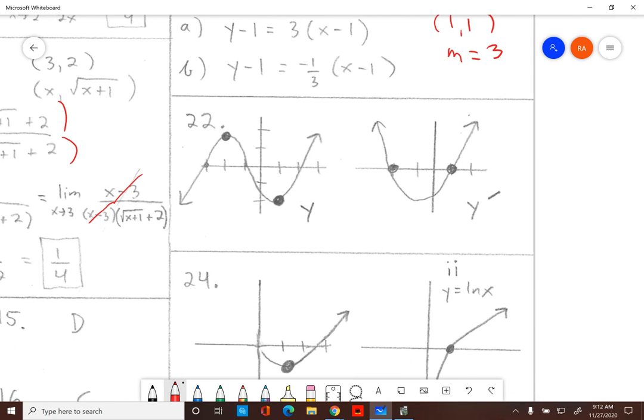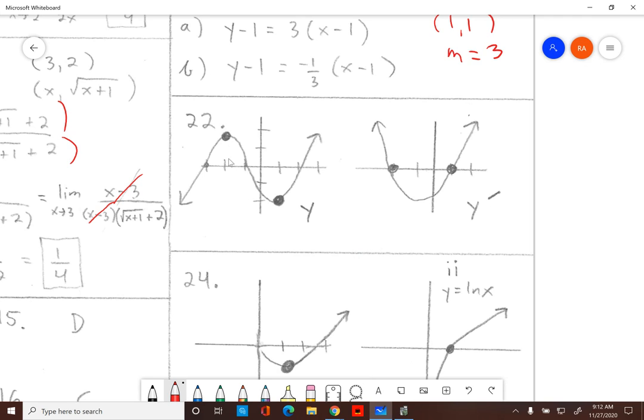Okay, so for 22, you're given a graph that looks something like this. And it says, make a sketch of what the derivative is going to look like. So if this is the original function, this is my y value, make a sketch of what the derivative graph looks like. And just to really hyper-focus on this point and this point.